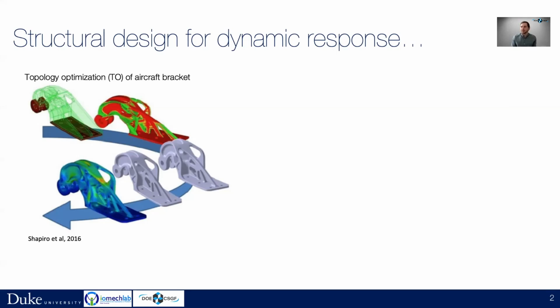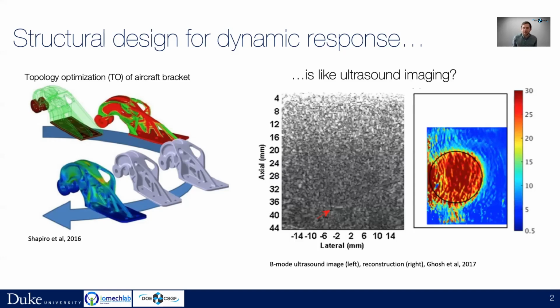So one of the major themes of the talk that I'll be giving today is how we can seek inspiration from a related class of problems, material parameter inversion problems, to improve formulations for dynamic response design. So how is the structural design for dynamic response like ultrasound imaging?